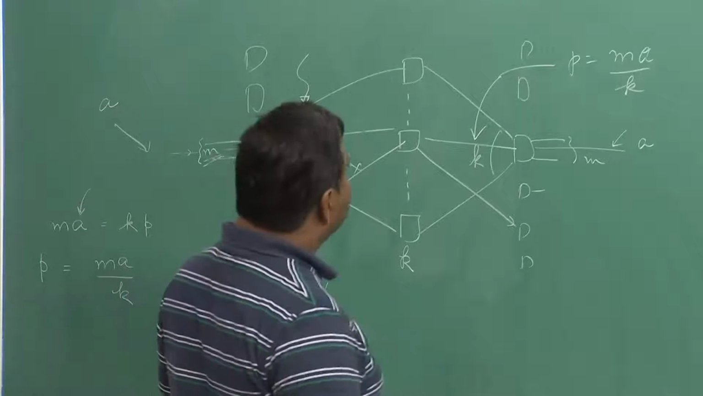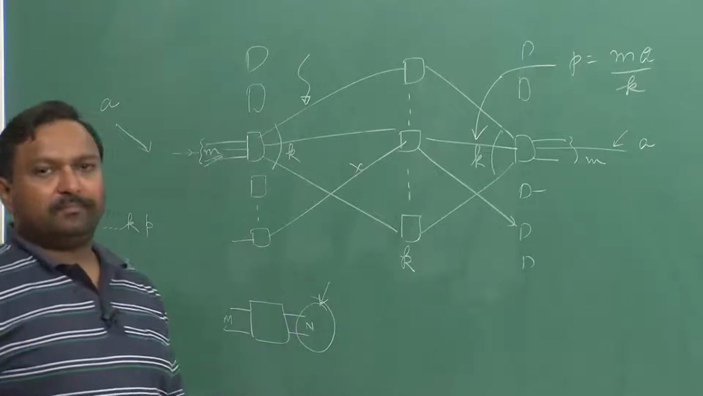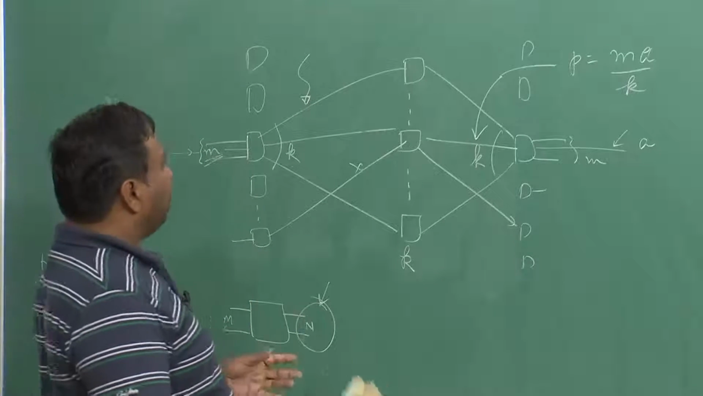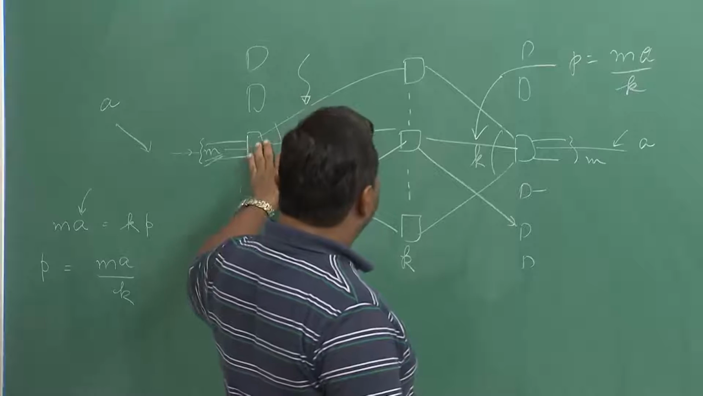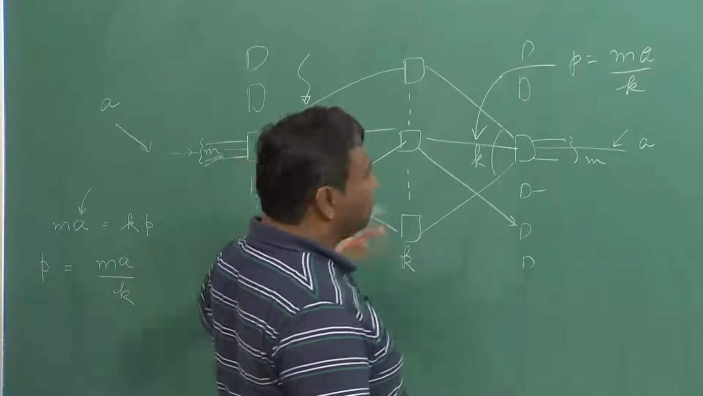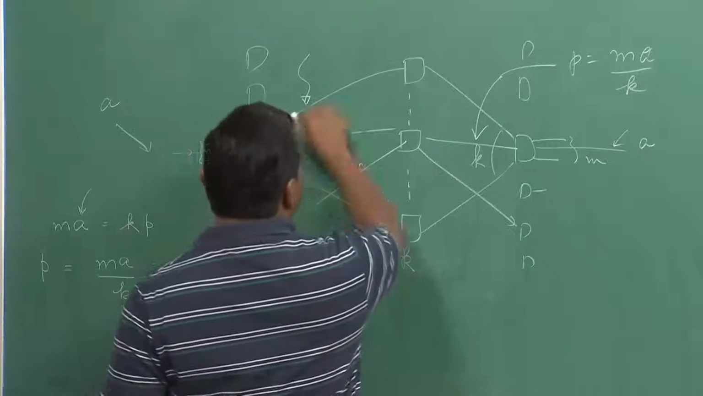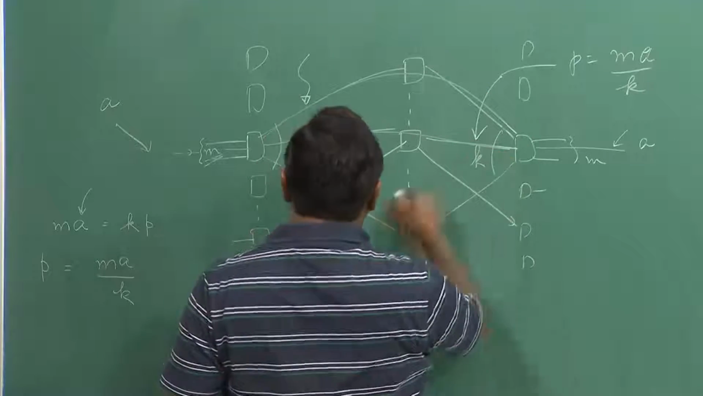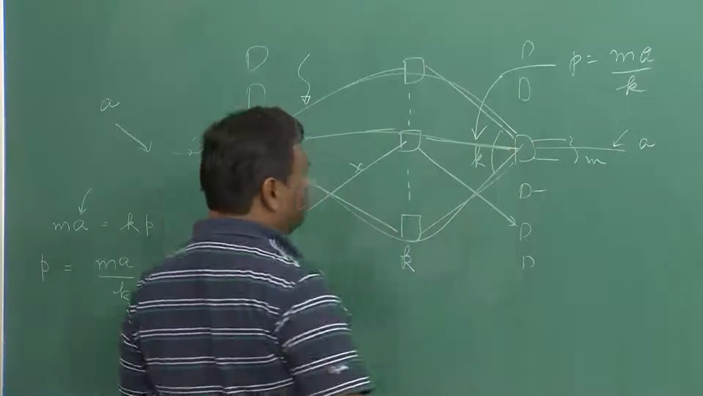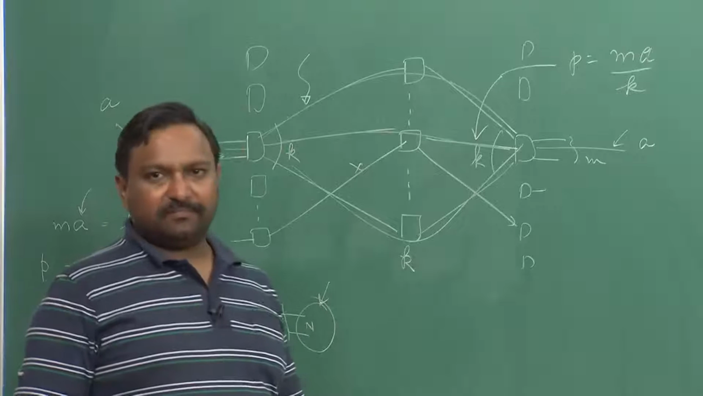Now, the probability of blocking happens when you cannot find a path. How many possible paths are there? You can route through this, this, or this. There are k such possible paths.